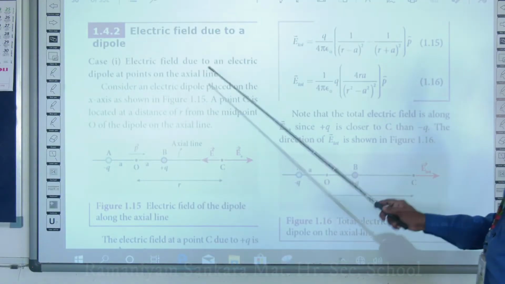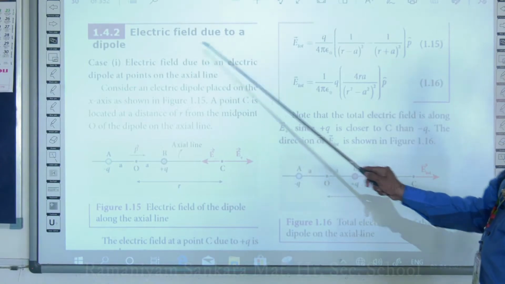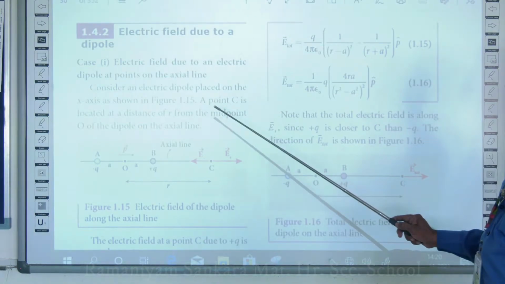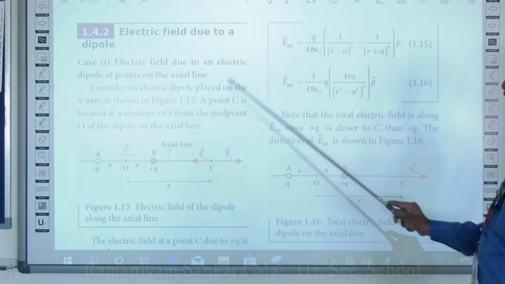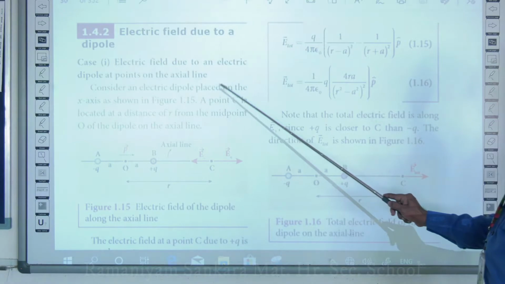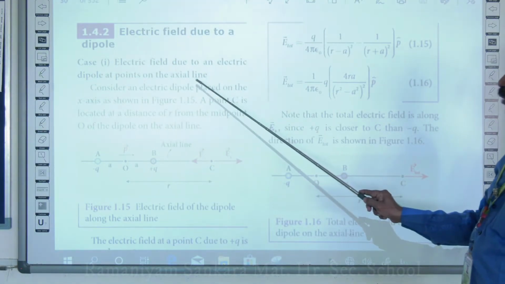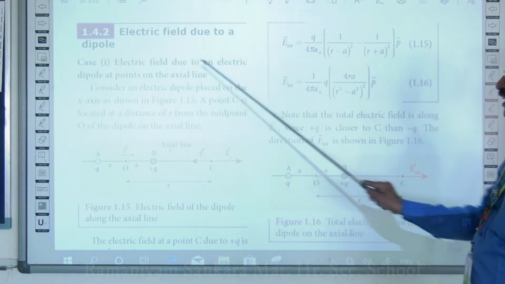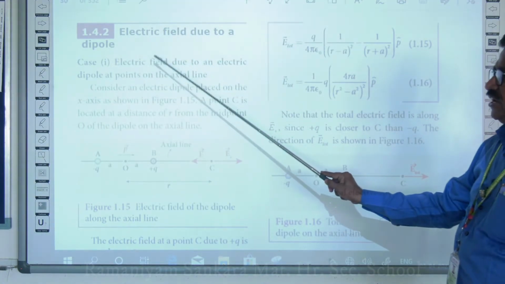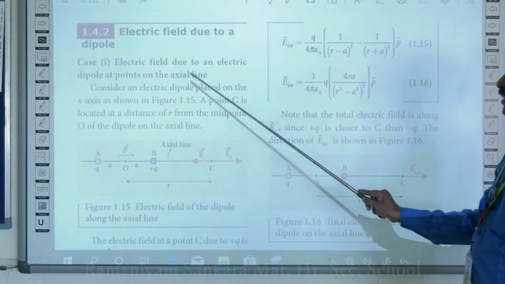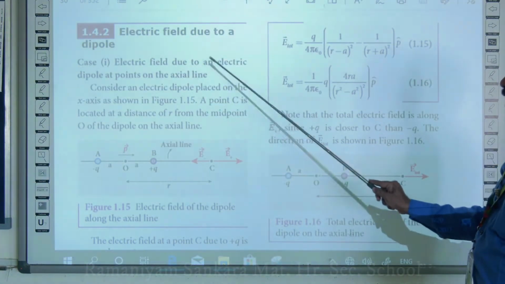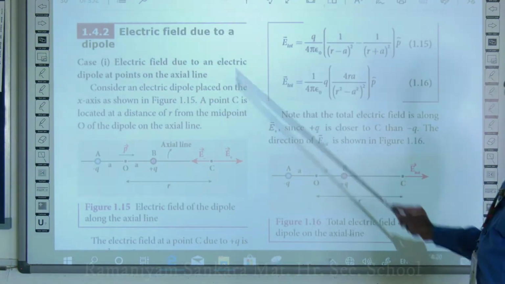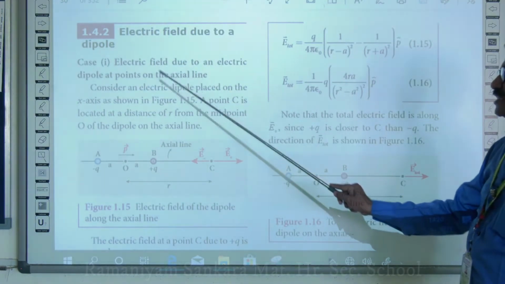Now we go to the next part. 1.4.2, electric field due to a dipole. This is a separate 5-mark question. It is very important. Case 1, electric field due to an electric dipole at points on the axial line. This is a separate 5-mark question. On the equatorial line, another 5-mark question. Remember, in physics, you have to study the full sentence. Don't study only electric field. There is electric potential also. There is the axial line and also the equatorial line, or any point in space. So be careful with the sentence.